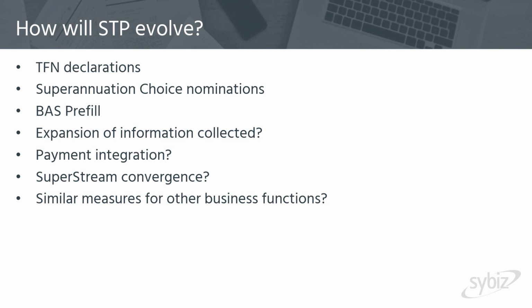Now, how it will evolve is that we already know that TFN declarations and possibly super choice nominations will be part of the Single Touch Payroll reporting process down the track, and also BAS pre-fill. So that's not the entire BAS, that is your W1 and W2 boxes. They can be pre-filled by the same information that you're now transmitting through Single Touch Payroll. And there is a real possibility of an expansion of the information collected through Single Touch Payroll as time passes.